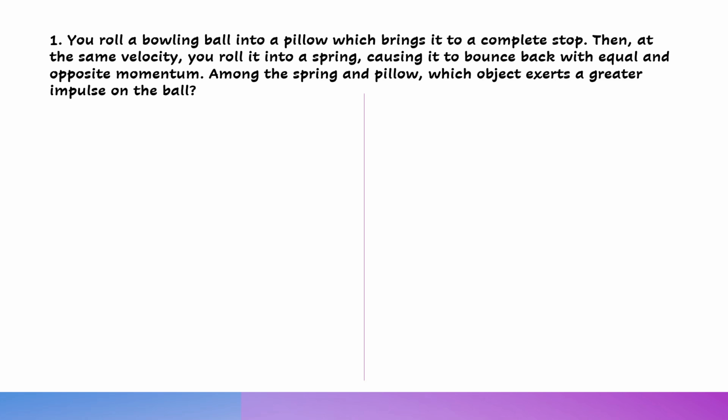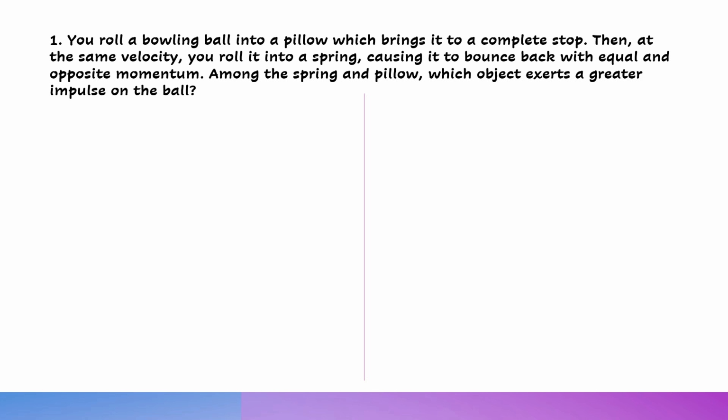So to get started, we have a question that reads, you roll a bowling ball into a pillow, which brings it to a complete stop. Then, at the same velocity, you roll it into a spring, causing it to bounce back with equal and opposite momentum. Among the spring and pillow, which object exerts a greater impulse on the ball?